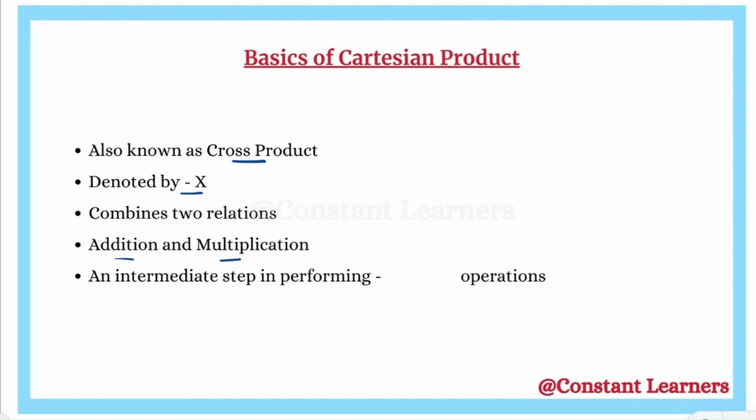Now, Cartesian product is usually used as an intermediate step in performing join operations. Since we're using two relations here, this is known as a binary operator or binary operation. Alright, let's understand this with an example.